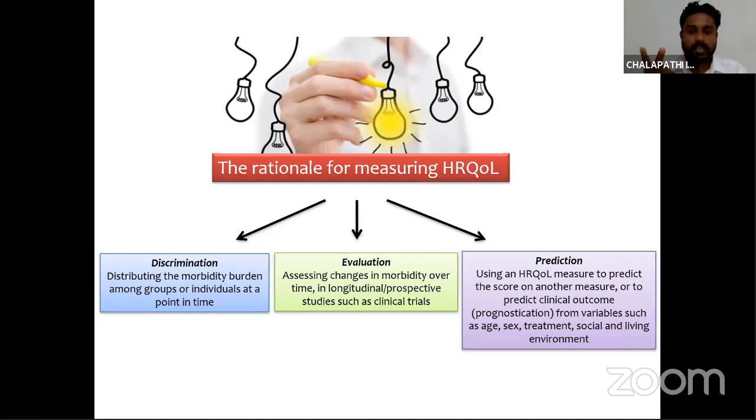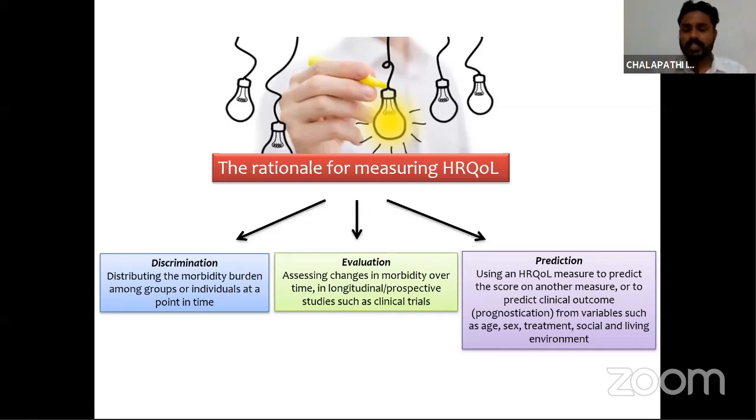Second one, evaluation. Today, I measured their quality of life. Tomorrow, I'm going to give some intervention to them. I'm giving some kind of moral support, or some kind of good things to them which may make them feel happy. And after that, I'm taking one more measurement with the same scale. That is what we call evaluation, so that you can see how much change there is from before intervention to after intervention. That is the second application of any HRQL measure.